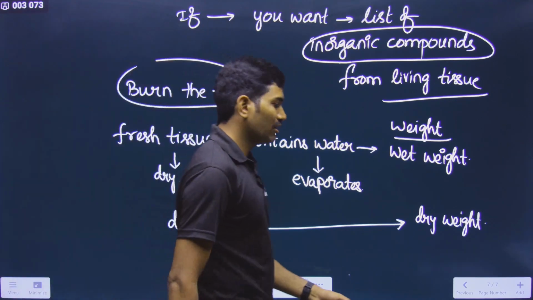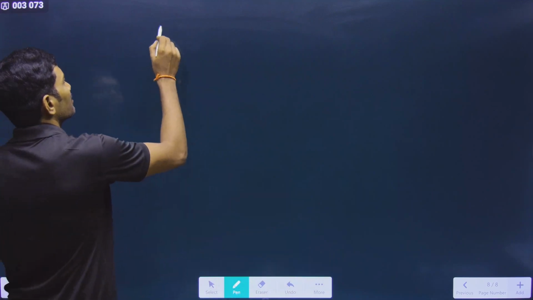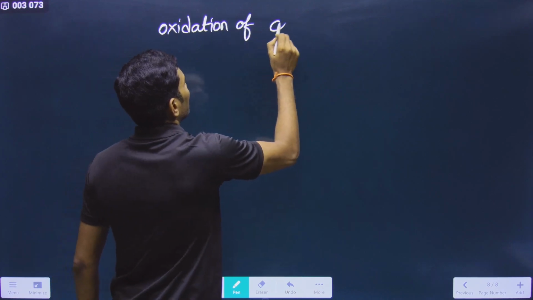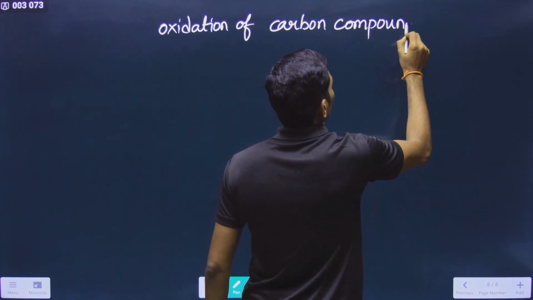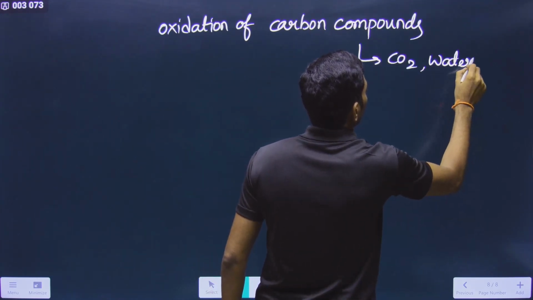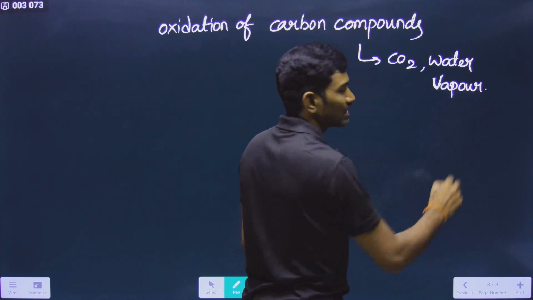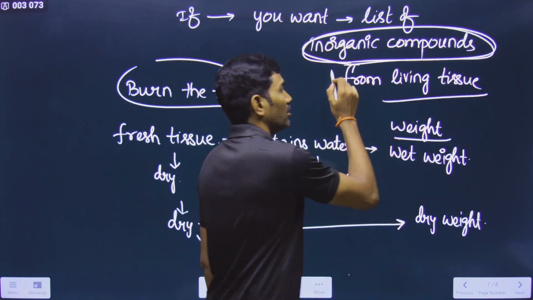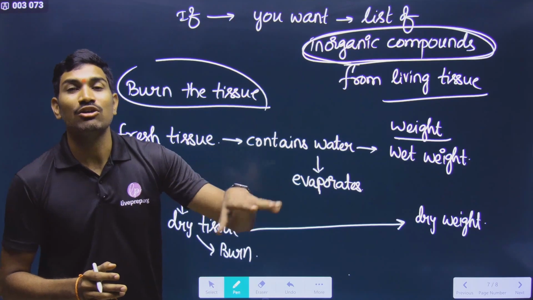Because of the burning, what happens? Oxidation. Burning means burning in the presence of oxygen. So here oxidation of carbon compounds will occur. And how are they oxidized? They are oxidized and removed in the form of carbon dioxide and water vapor. So please remember, what is your aim? Your aim is to get only inorganic compounds. Only inorganic means organic compounds should be removed.